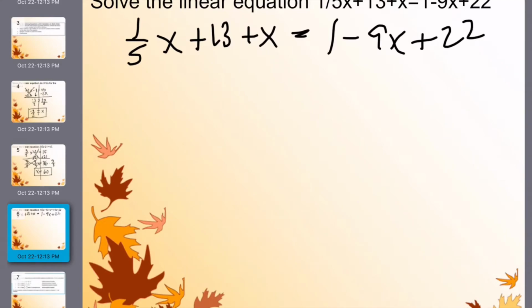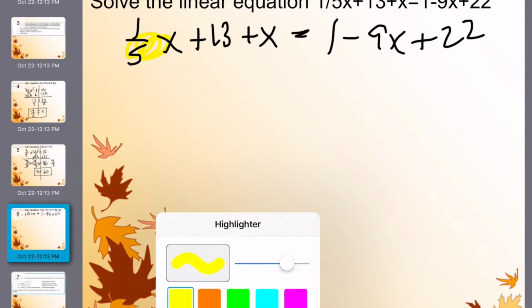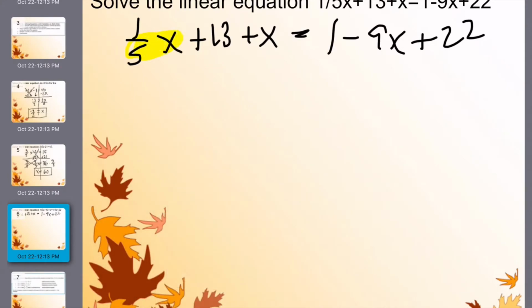And this is where my color coordinating people are really going to love this. I am going to highlight all of my like terms. So I see on the left-hand side here, I have 1/5 x and x. Those are like terms. I also see that I have 1 and positive 22 on the right-hand side. Those are also like terms. So now I need to combine them.